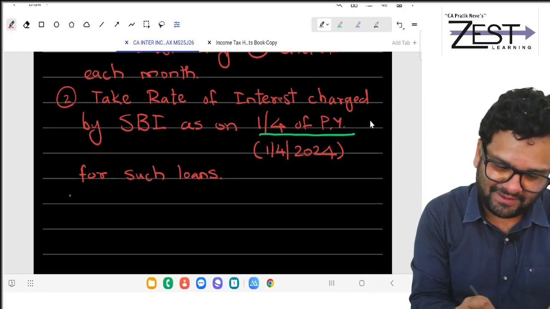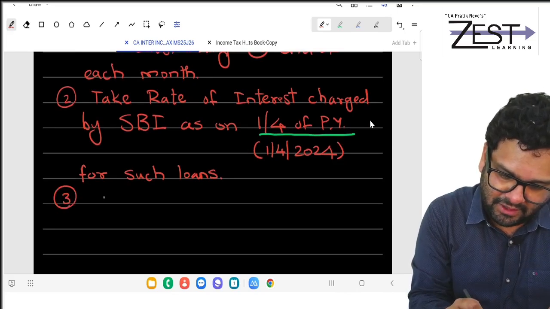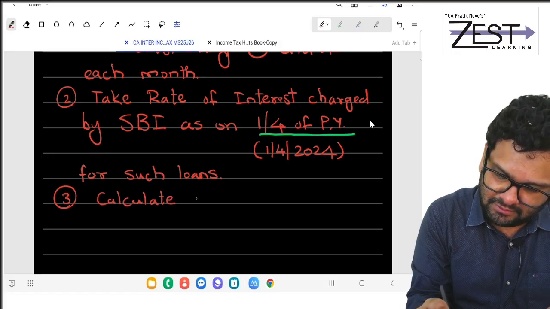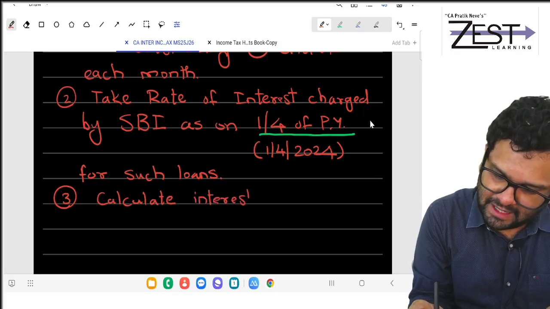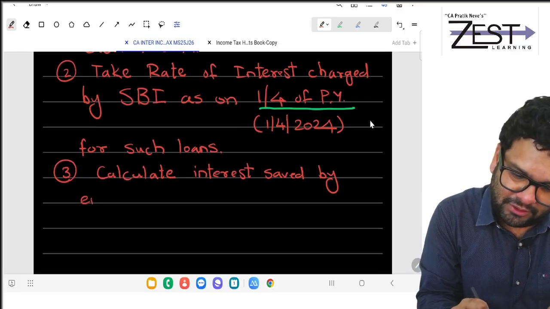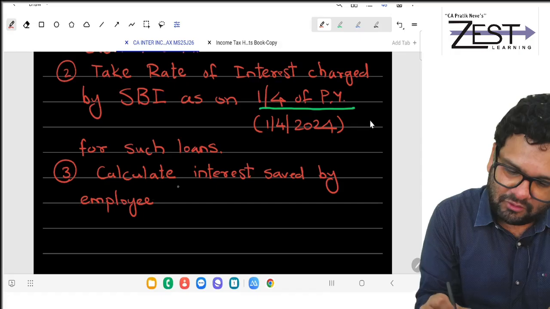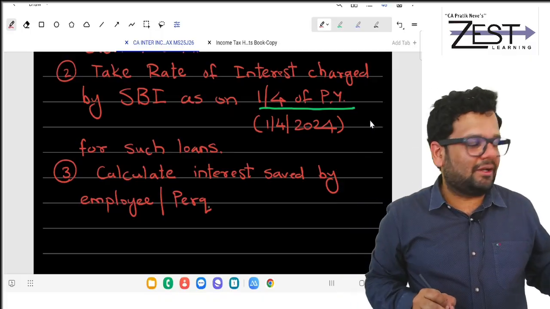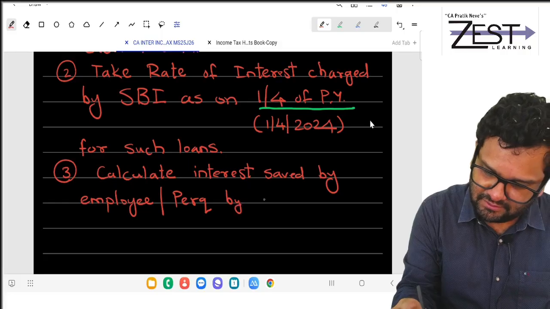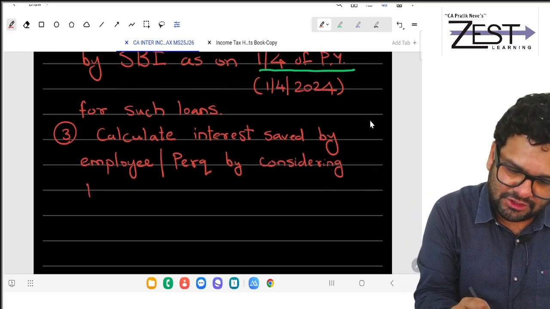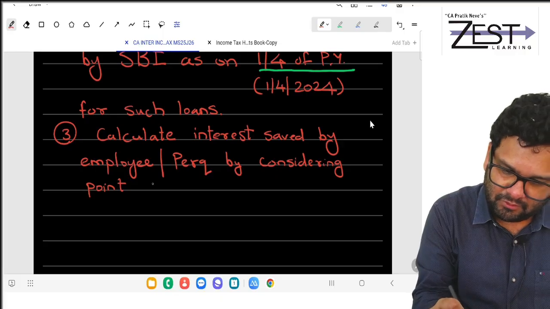Third step. Calculate interest saved by the employee. Yes or no? Calculate interest saved by the employee, which is nothing but your perquisite. How will you calculate? By considering points 1 and 2 above.